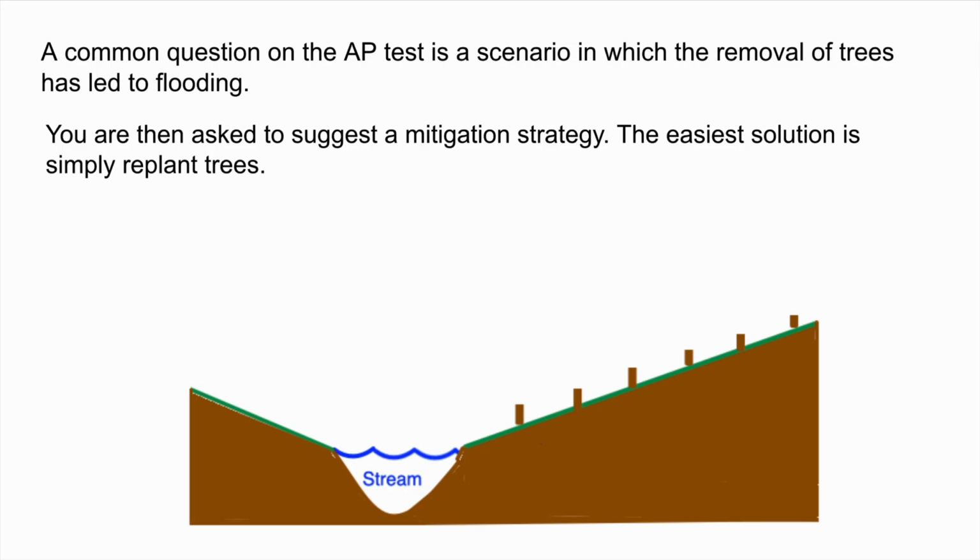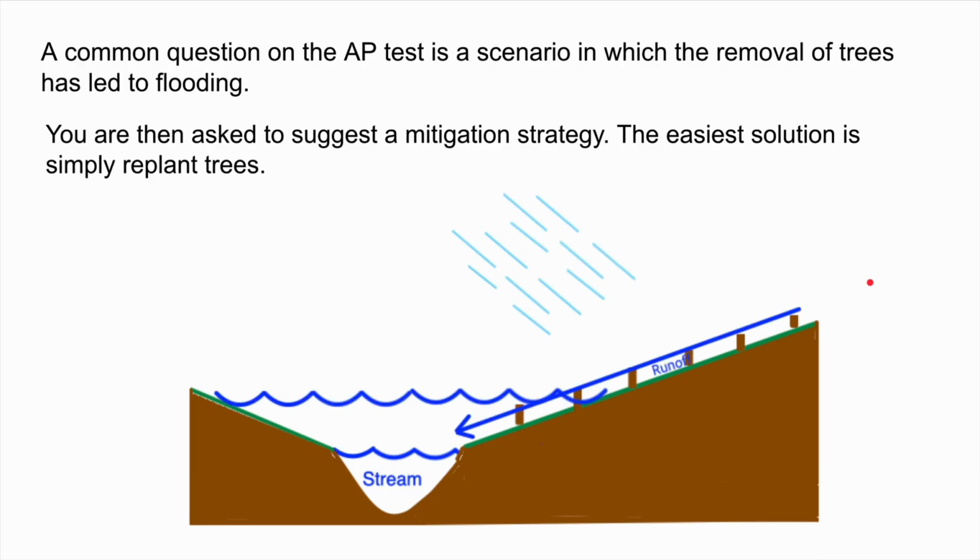But a common question we get asked on the AP test is a scenario in which all the trees got chopped down. We call this a clear cut. And you're asked to suggest a mitigation strategy. So if I chop down all these trees, what I expect to happen is this. When it rains, I'm going to get runoff. I'm going to get flooding.